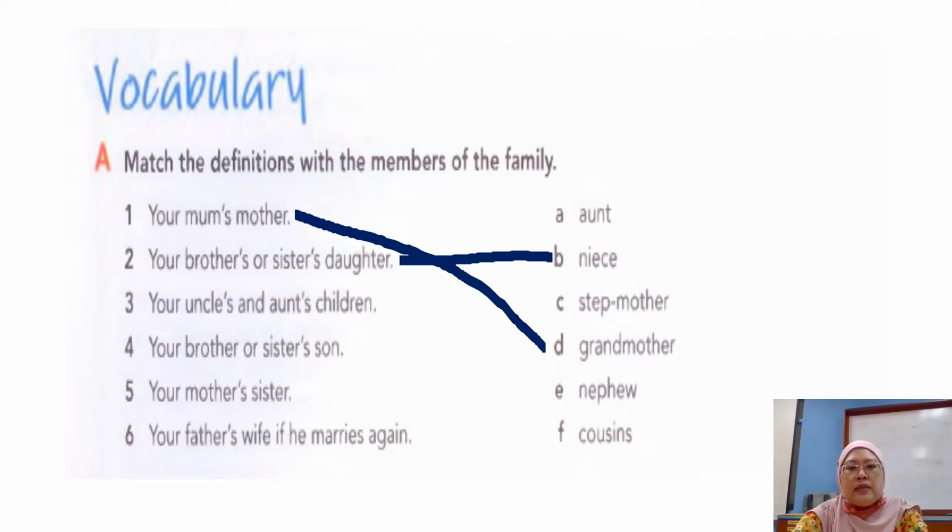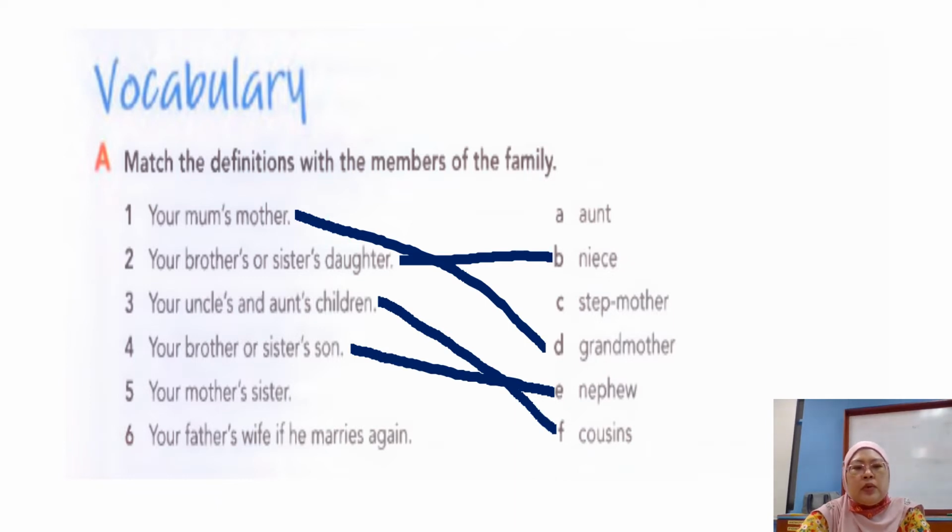niece, anak saudara perempuan. Okay, your uncles and aunts' children. Who are they to you? So they are your cousins. Okay, your brother or sister's son. Just now, your brother got married and has a baby daughter. So the baby is your niece. But now, if he has a son, then the baby is your nephew. Anak saudara lelaki.